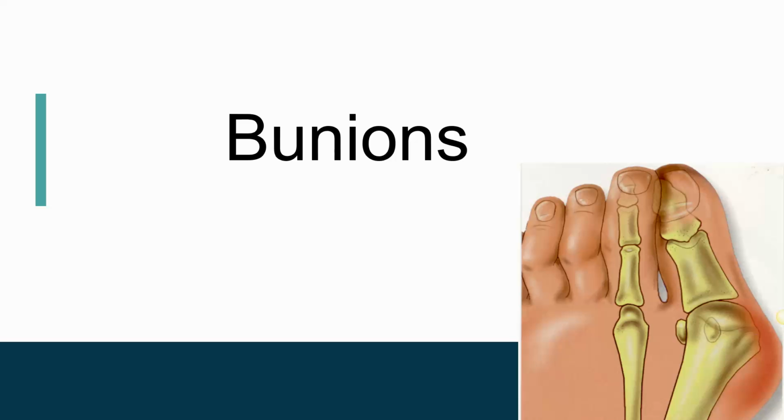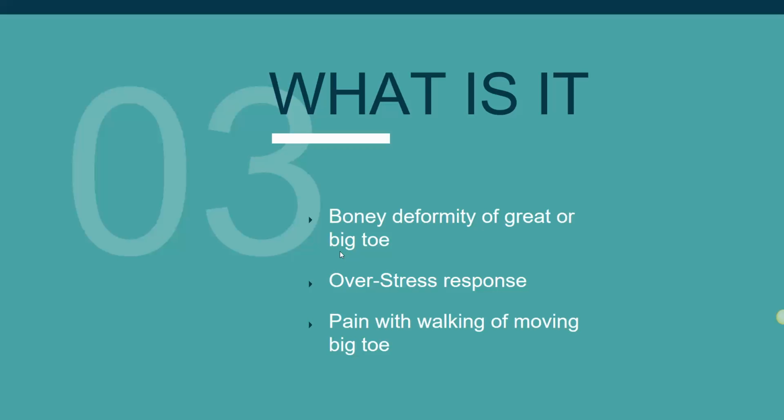And finally, our last topic are dreaded bunions. Here's a great picture of a bunion. You can see how the bone is actually turned to the side and you have a little nodule right here. It's a bony deformity of the great toe. Again, bones grow thicker when they have stress. The overstress to the inside of that big toe causes it to get pushed to the side and it creates this big nodule.